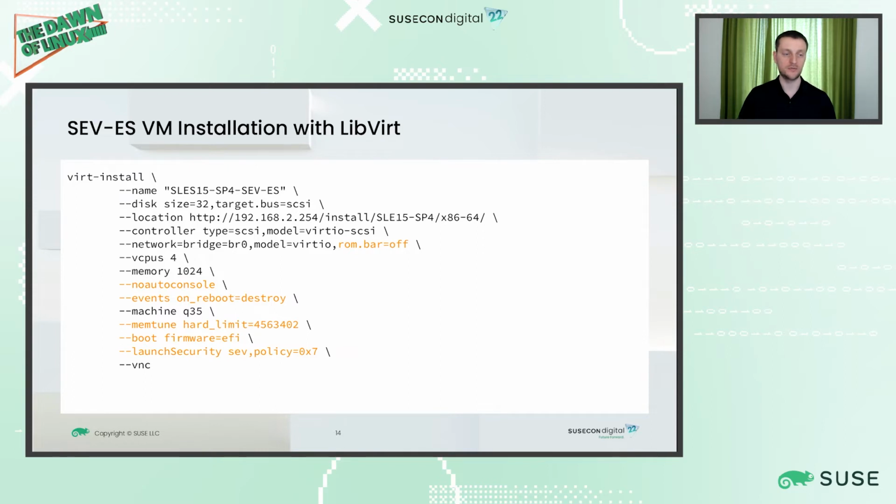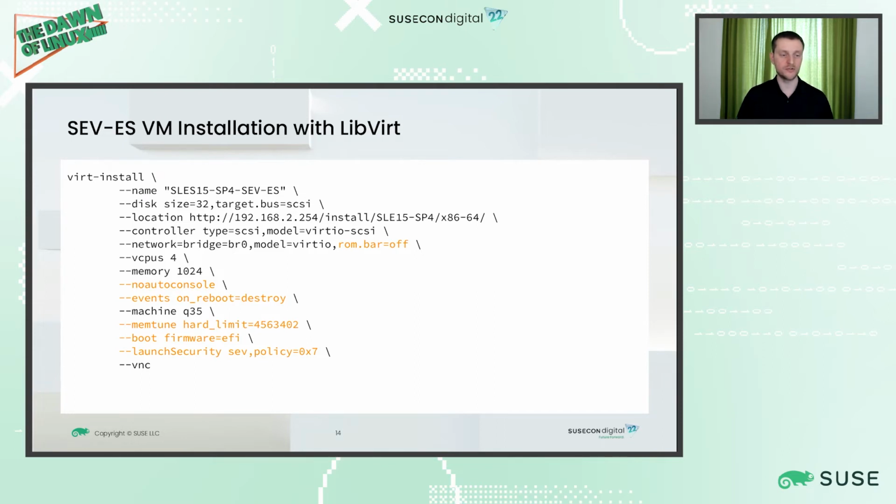So first of all, what we need to do is disable the option ROM for the network card, because option ROMs usually contain code that is not aware of encrypted memory and cannot run in this environment. This will cause problems. It's also not necessary to have it, because option ROMs implement PXE booting, and PXE booting is not considered secure in an SEV or SEV-ES virtual machine, so it needs to be disabled.